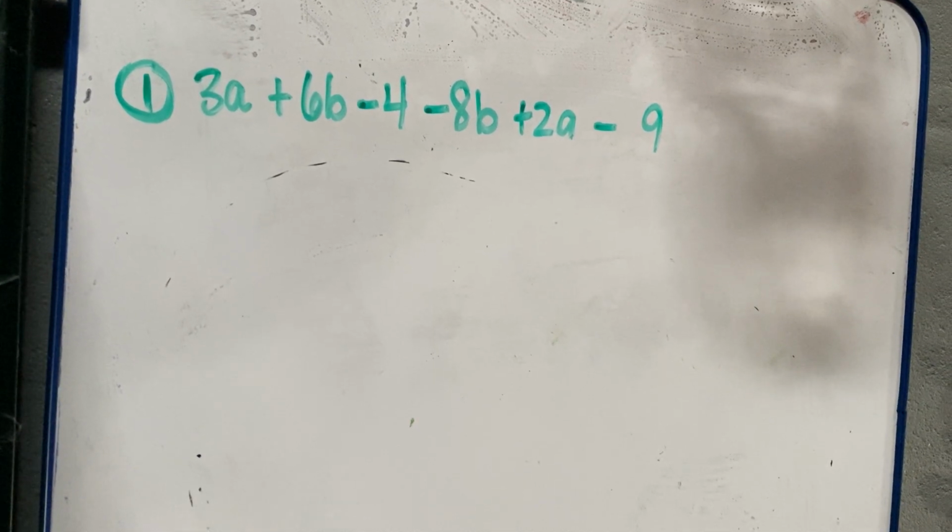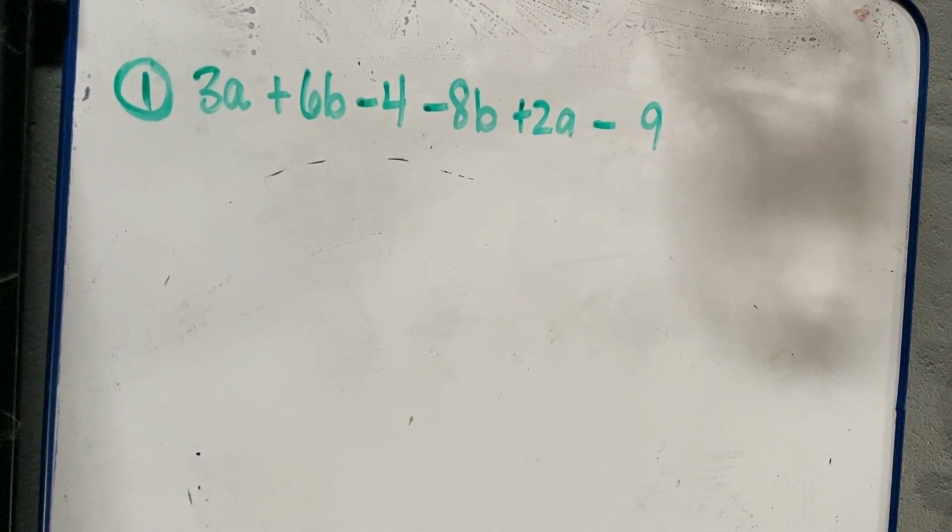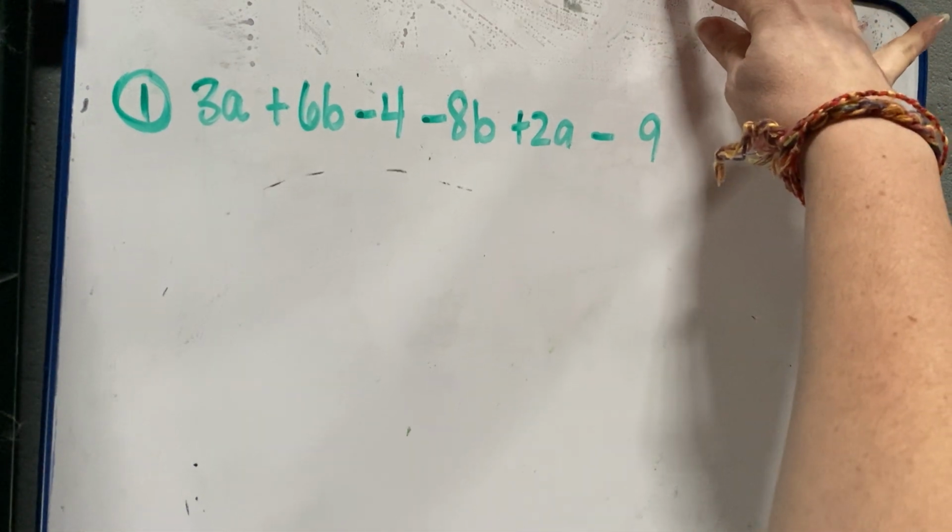Hi guys, so I'm just going over a couple different concepts today. We've talked about combining like terms, we've talked about the distributive property, and now I'm just going to go over how to put those two together. The first problem that I have here is just a simple combining like terms.